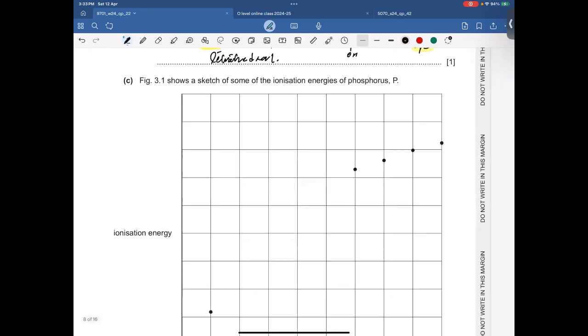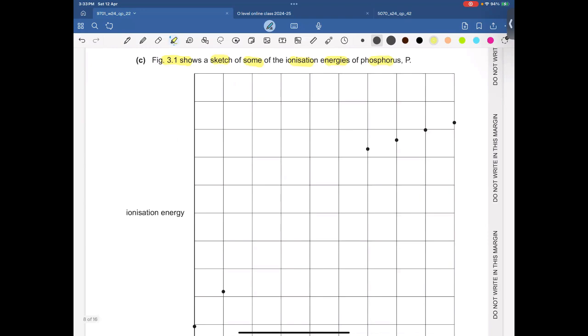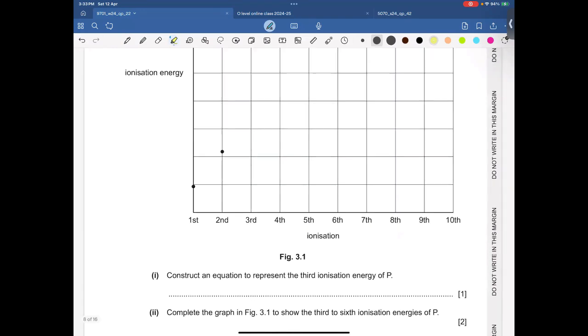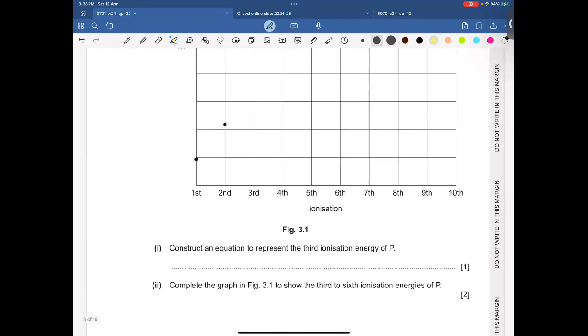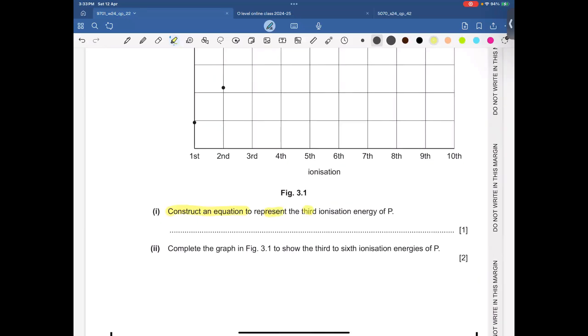Figure 3.1 shows a sketch of the ionization energy of phosphorus. Phosphorus has an atomic number of 15. Construct an equation to represent the third ionization energy of phosphorus. Third means 2 electrons have already been lost from the phosphorus gaseous ion. So the phosphorus gaseous 2+ ion loses an electron and is converted into a phosphorus gaseous 3+ ion and an electron.